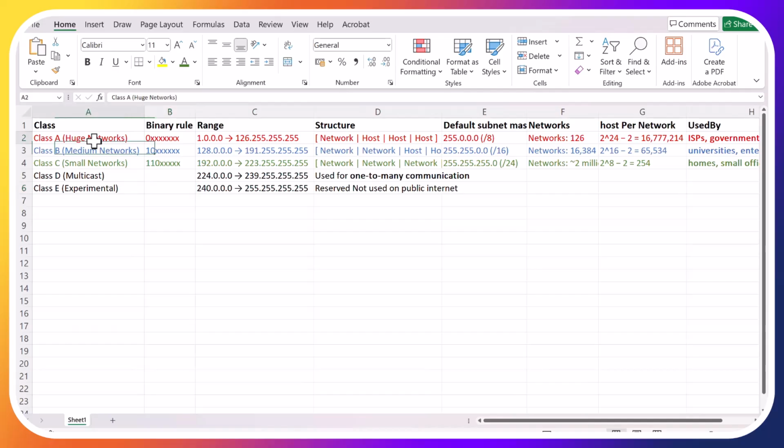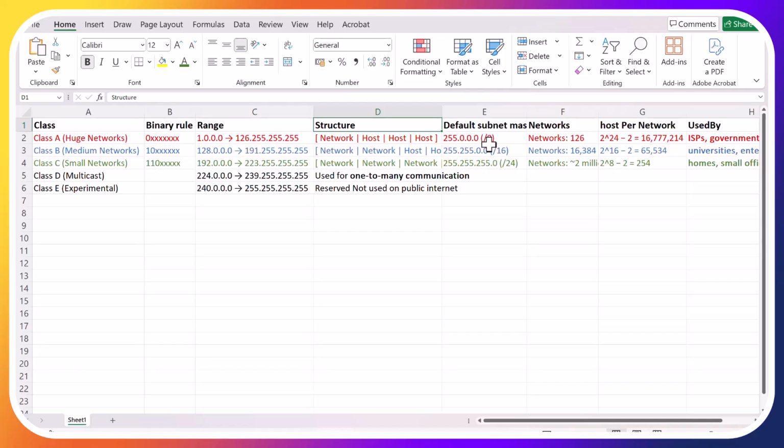So you can see class A. Class A is used for huge network. The binary rule is given as 0XXX. So XXX means those can vary from 0, 1. And this is the binary rule for first octet. The range will go from 1 to 126 to 255. And the structure is network, host, host, host. Okay. So the first 8 bits are fixed here.